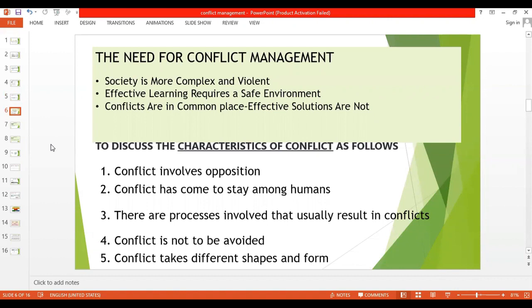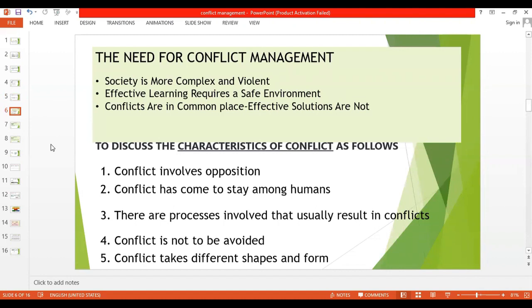The need for conflict management is high because society is more complex. Effective learning requires a safe environment, and conflicts are common in schools, whereas effective solutions are not.